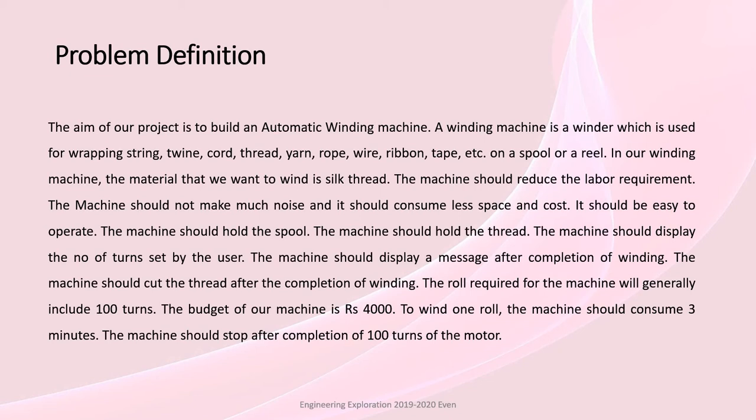The machine should hold the spool. The machine should hold the thread. The machine should display the number of turns set by the user. The machine should display a message after completion of winding. The machine should cut the thread after the completion of winding. The roll required for the machine will generally include 100 turns. The budget of our machine is Rs 4000. To wind one roll, the machine should consume 3 minutes. The machine should stop after completion of 100 turns of the motor.